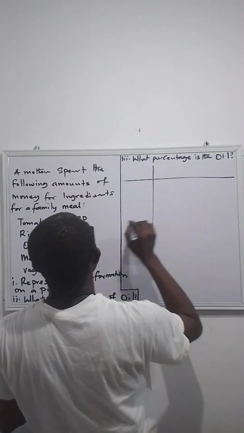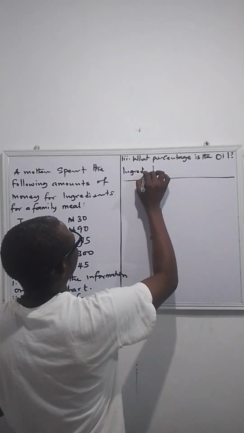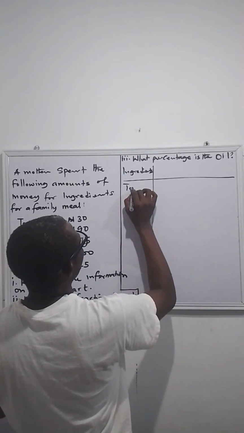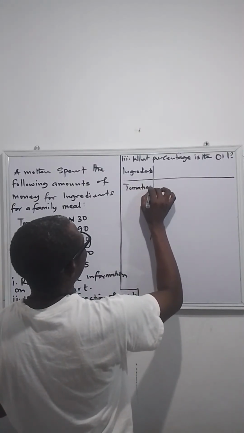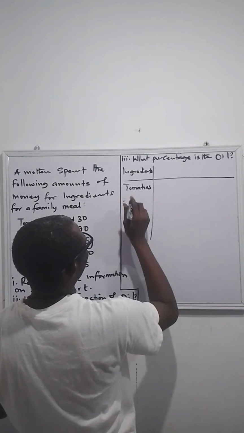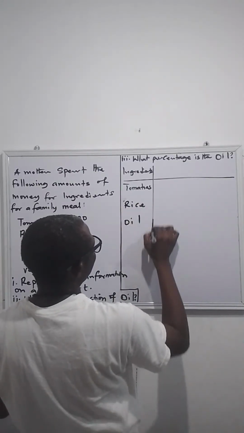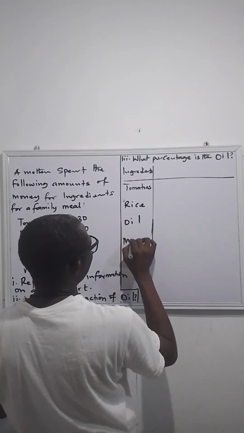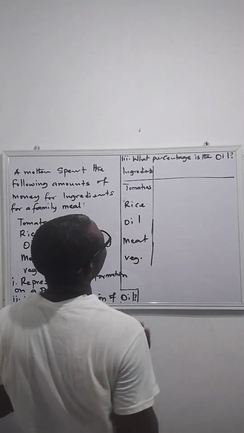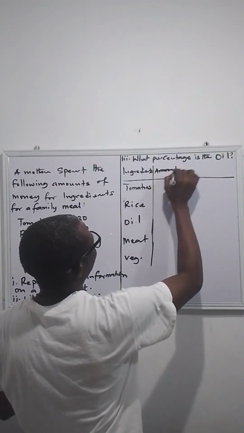So the first one is the ingredients. So the ingredients are tomato. We have rice. Okay, we have oil. We have meat and vegetable. Okay. So now amount. Now amount in naira.